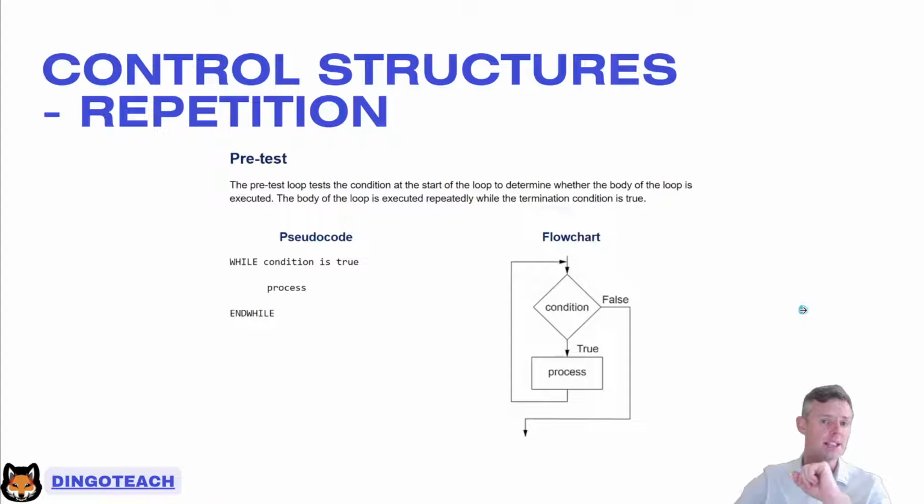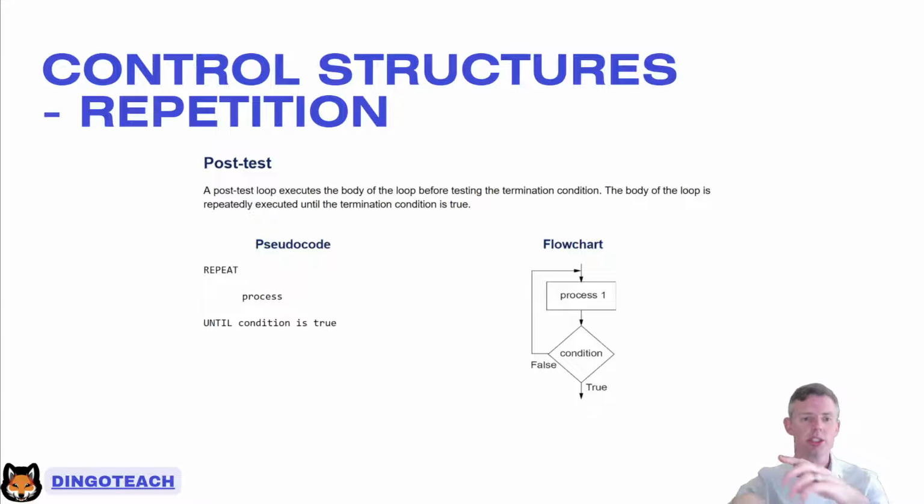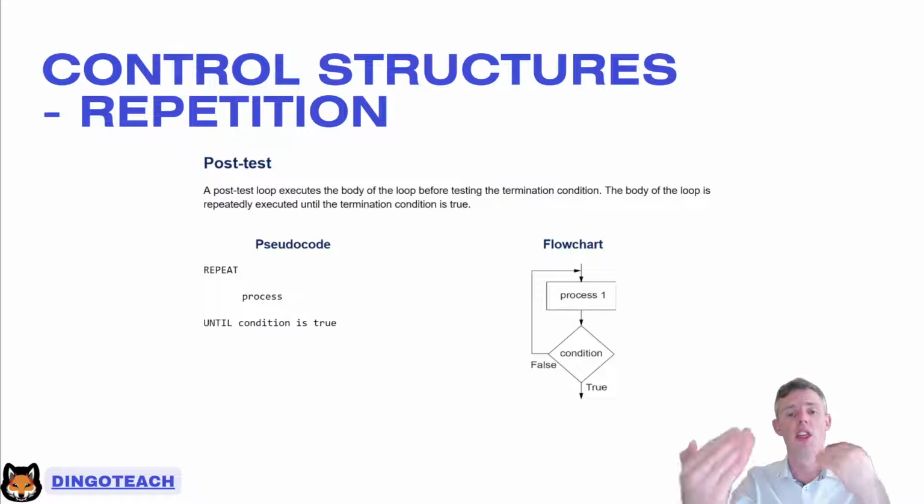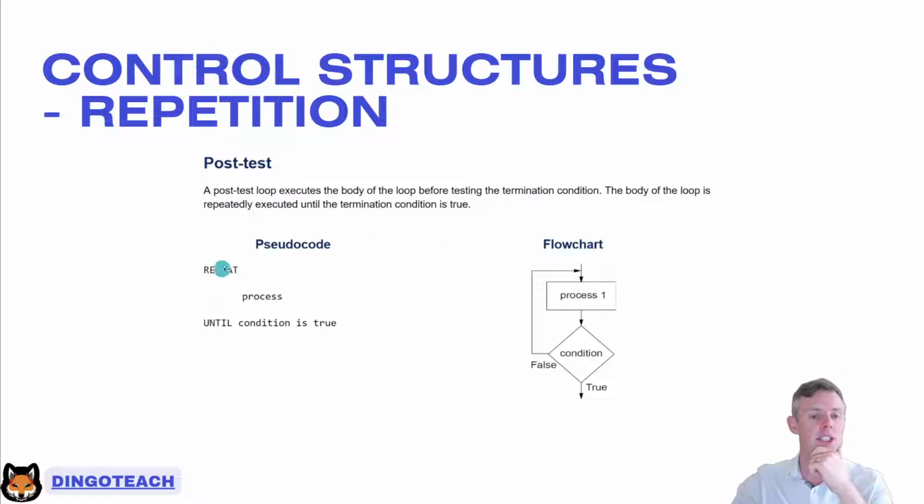So if we have a pre-test, that means we have a post-test. So it means that we run the code first, then we check the condition. It's flipped literally on its head. So repeat this process until a condition is true, and that will repeat. But you can see that we don't check the condition first, we check it after. And that's what makes it a post-test loop.